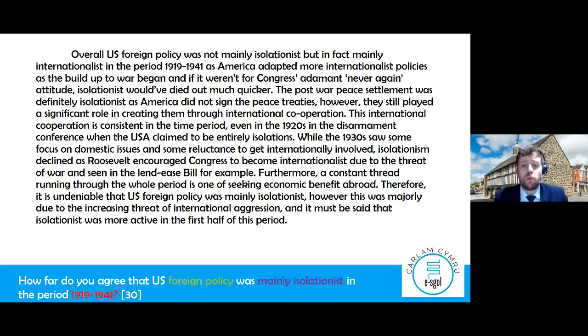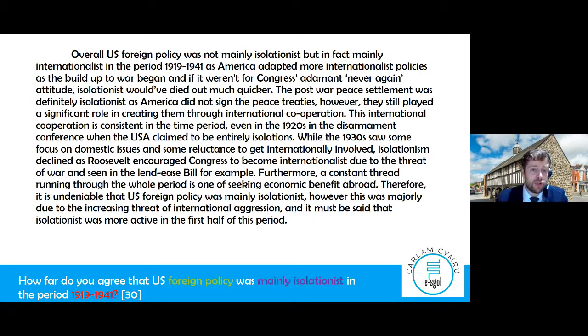Overall, US foreign policy was not mainly isolationist, but in fact mainly internationalist in the period 1919 to 1941. As America adopted more internationalist policies as the build-up to war began, and if it weren't for Congress's adamant never again attitude, isolationists would have died out much quicker. The post-war peace settlement was definitely isolationist, as America did not sign the peace treaties. However, they still played a significant role in creating them through international cooperation.